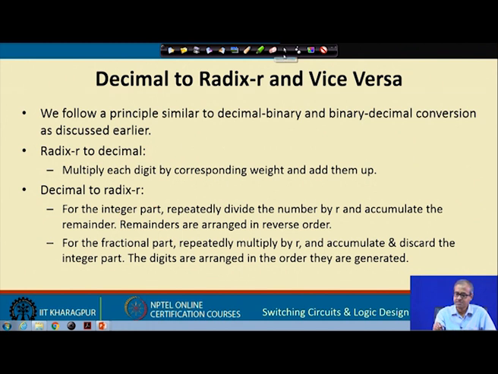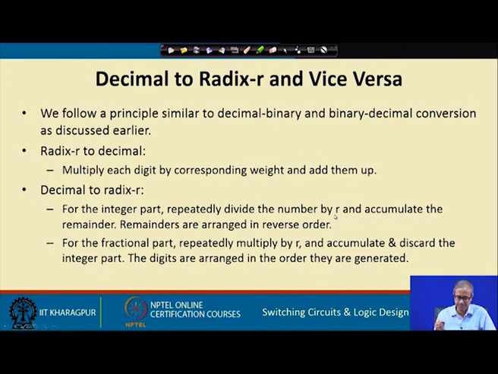Decimal to radix r will be using repeated division or repeated multiplication. For the integer part, you repeatedly divide by r and take the remainder and consider the remainder in the reverse order. I illustrated this for octal, r equal to 8, and similarly for the fractional part, you multiply by r and accumulate the integer part. This also I had shown for octal.